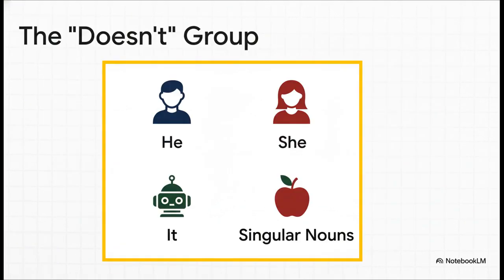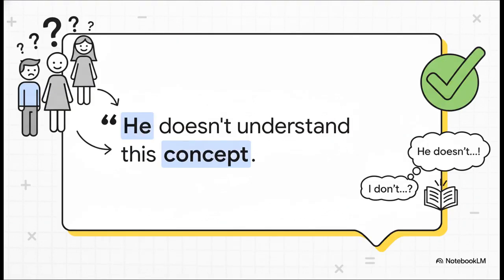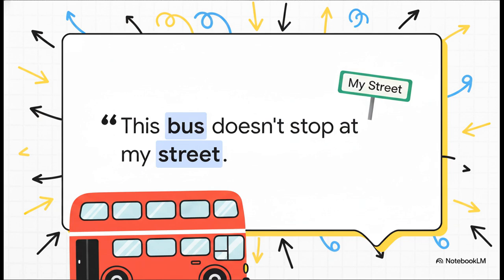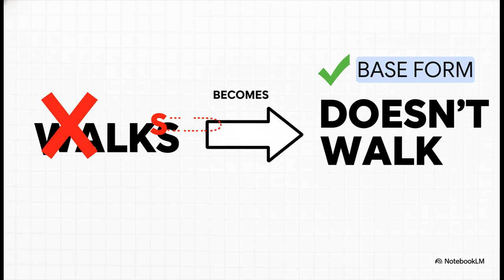Okay, on to the doesn't group. This one's for he, she, it, and any singular subject. Here the subject is he, so this time we gotta use doesn't. This bus is singular, so again we use doesn't. You see the pattern, right? Now, this is super important. It's what happens to the verb. This is the biggest takeaway.